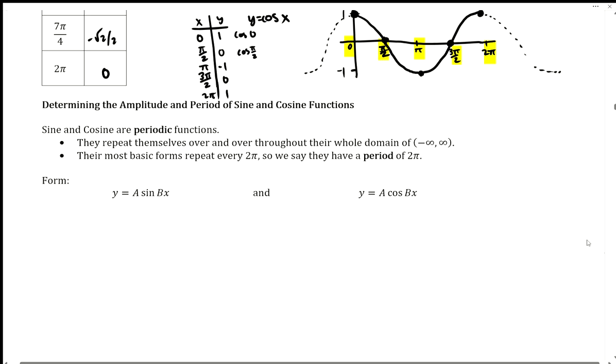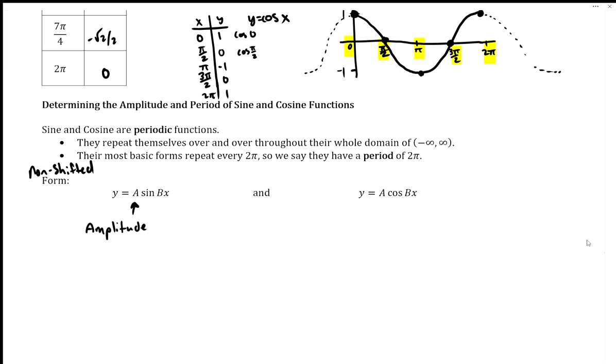When I say form, let's add non-shifted form, where we say this a value, if we take the absolute value of it, is the amplitude. Okay, so the sign is still important though. So the sign of just a is important because that sign, if it's negative, will tell us to do our reflection.